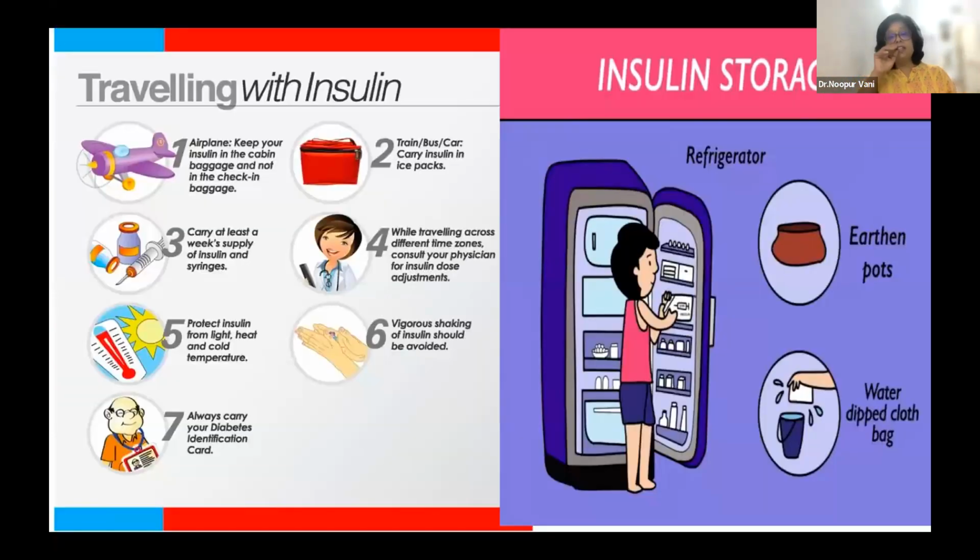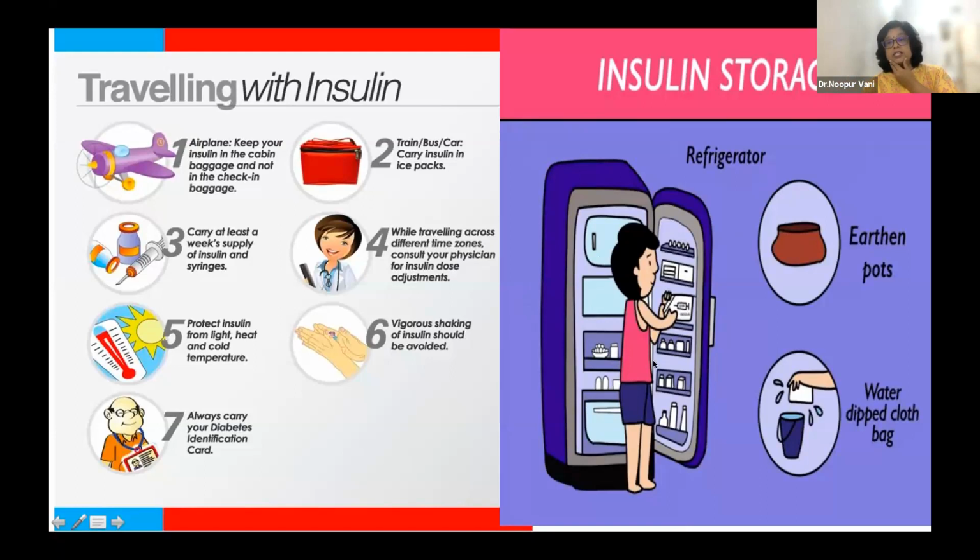Now, when traveling with insulin, this is something very, very important, very commonly used. With air travel becoming so very common, the patient should be explained that we should keep the insulin with the baggage and not in the check-in, because the temperature control is not there. Of course, we should carry some sweeteners with us. The prescription should be carried with you, and of course the diabetic identification card should also be there.